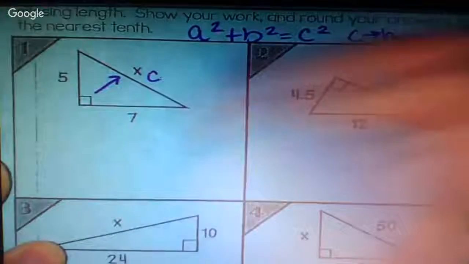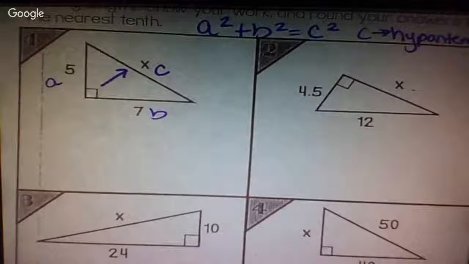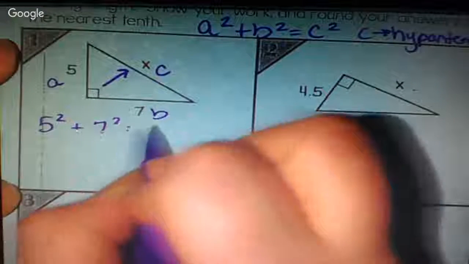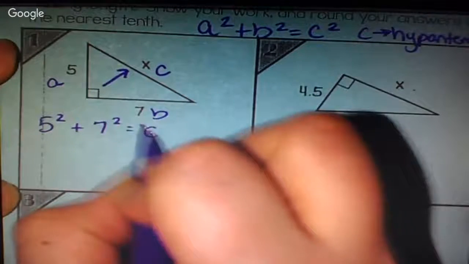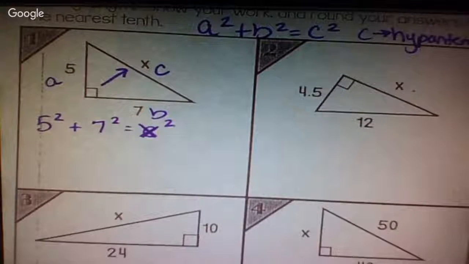So this is my C, one of these is my A, and one of these is my B. It doesn't matter which. If you need to label your triangles so you remember what goes where, please do so. So when I plug this into the formula, this becomes 5 squared plus 7 squared equals, well, that should technically be X. So let's do X squared. So now I need to solve.